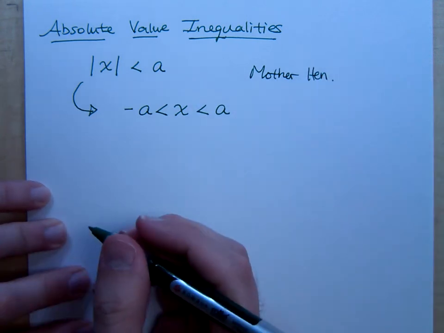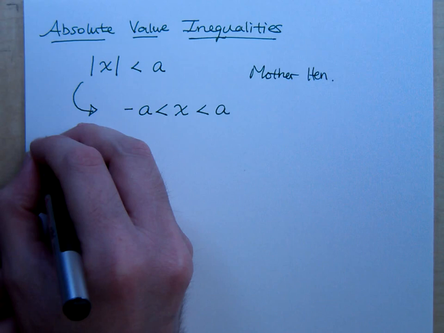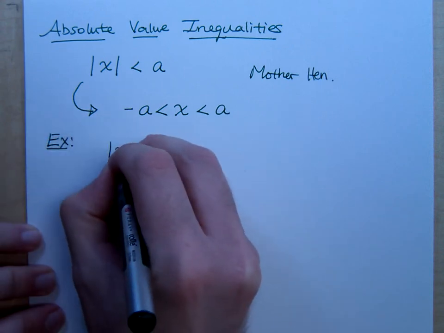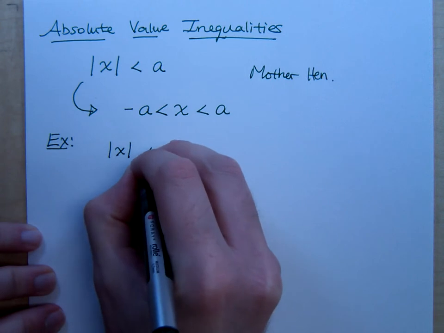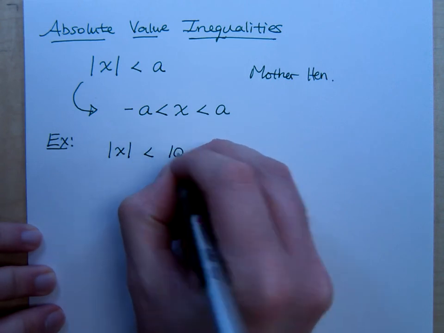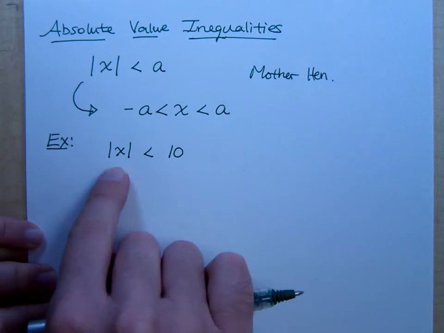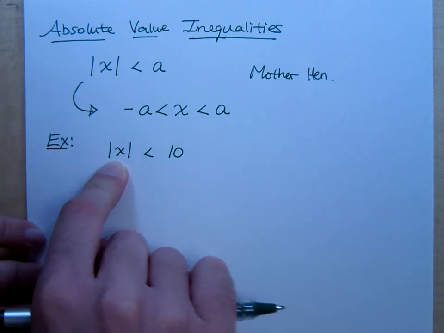And let me give you an example. If I have the absolute value of x being less than 10, what do you think that means? Oh my Lord, Captain Obvious has struck again. That means I want my distance to be less than 10.